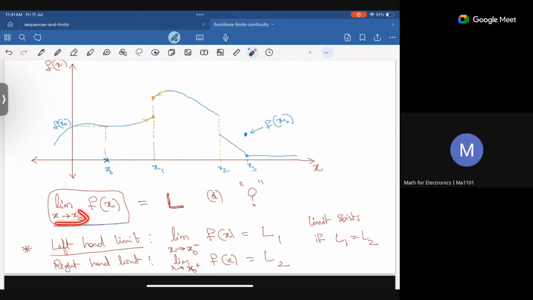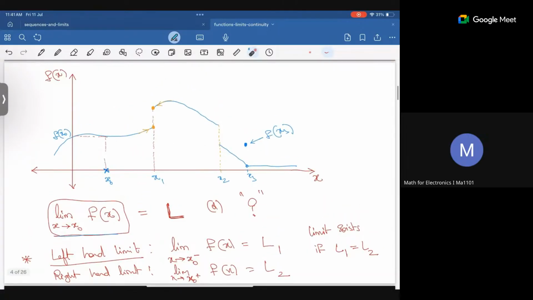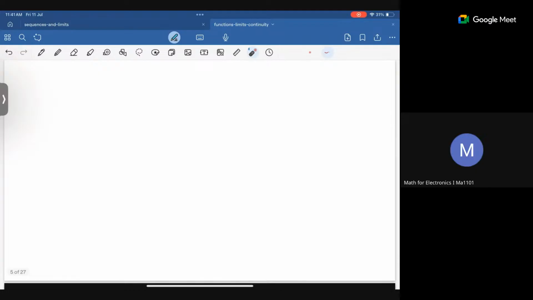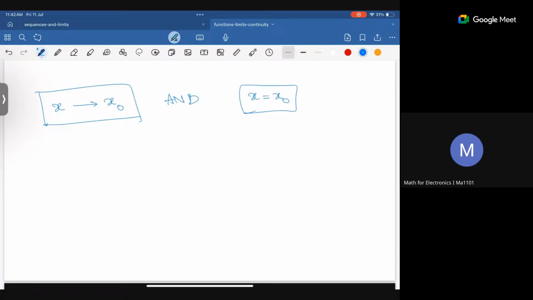So x tending to x naught and x equal to x naught are two different things. I hope all of you are aware of it, right? Don't get confused. x is approaching x naught but is not equal to x naught, so x is very close to x naught. x equals x naught is exactly saying that x takes the value x naught. So that's the difference.